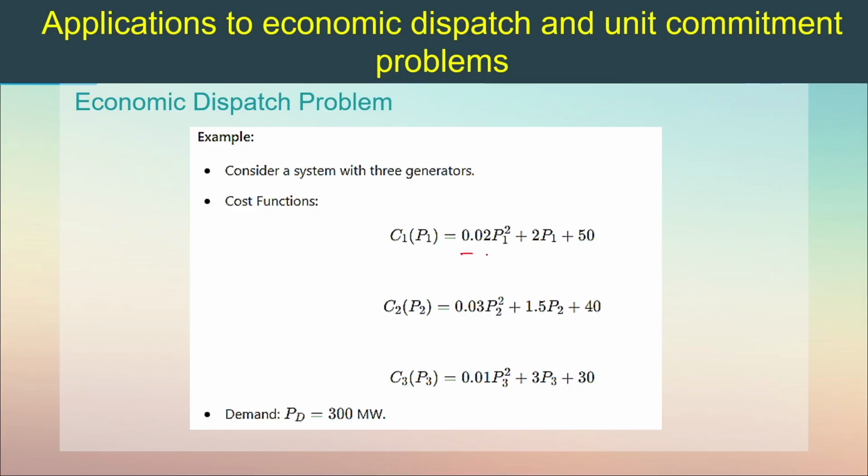So, consider an example before getting into the application of GA to solve the economic dispatch problem. Let us consider a system with 3 generators. The cost functions are: C1(P1) is 0.02 P1 square plus 2 P1 plus 50, C2(P2) is 0.03 P2 square plus 1.5 P2 plus 40, and C3(P3) is 0.01 P3 square plus 3 P3 plus 30. Here the demand is 300 megawatt. This is how the cost functions have been written based on the values of the system generators.